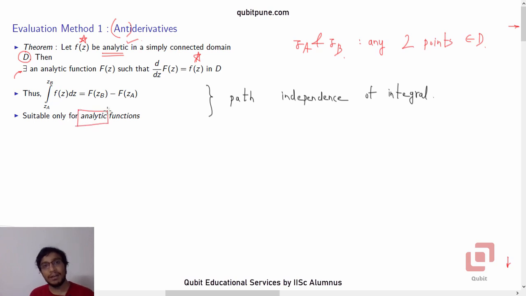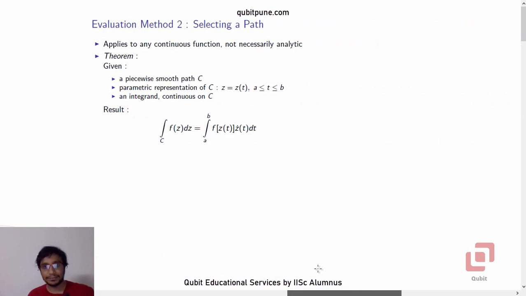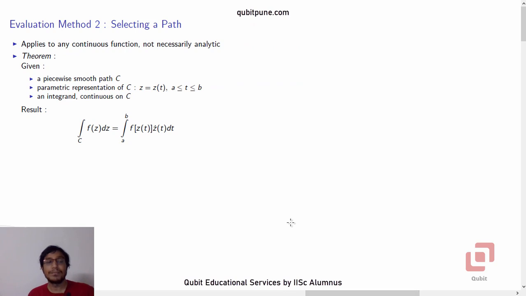Let us now go to the second evaluation method, which considers the curve and which doesn't require the function to be analytic. Evaluation method 2, based on path. This applies to any continuous function which need not necessarily be analytic, so including the function z bar. Well, now you have to first answer the question whether z bar is continuous.